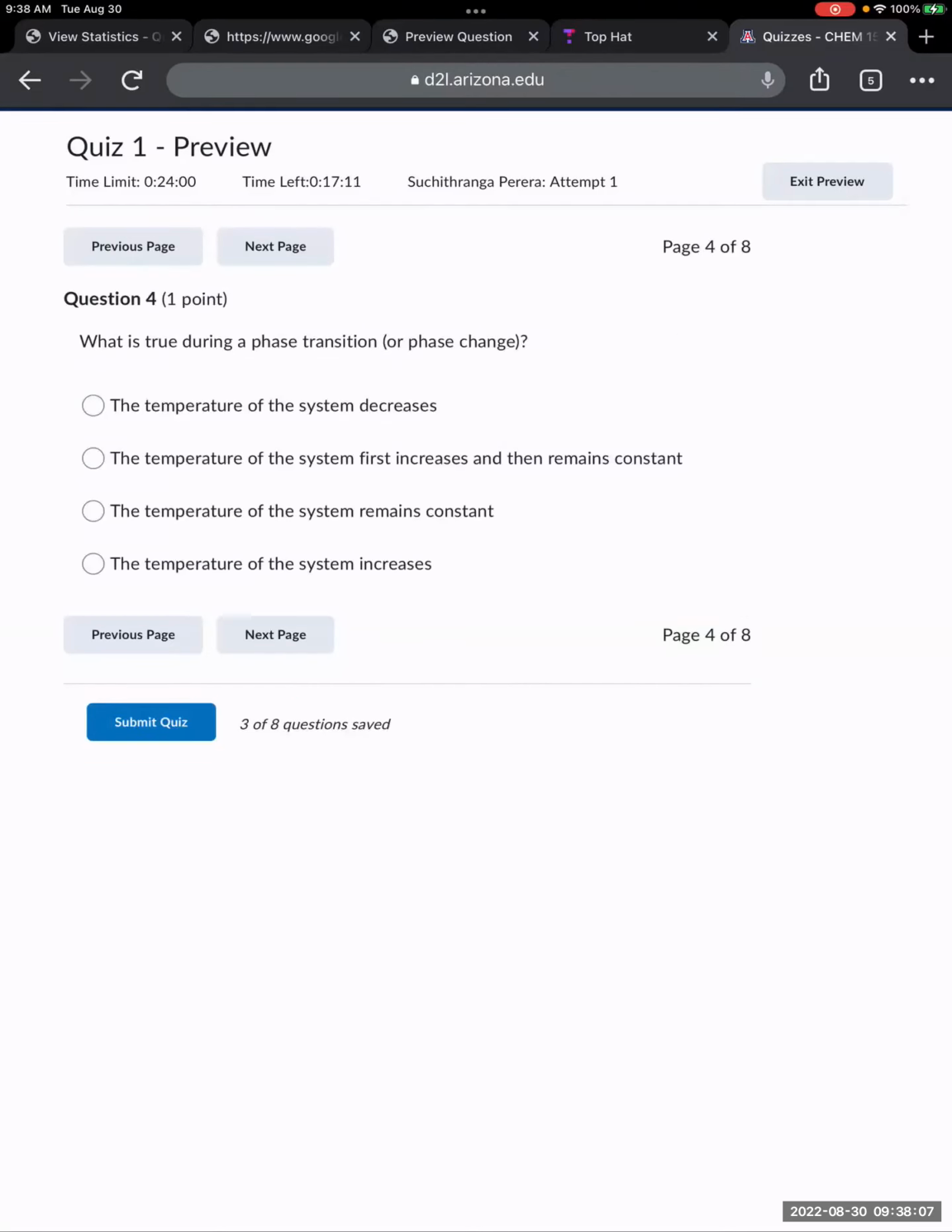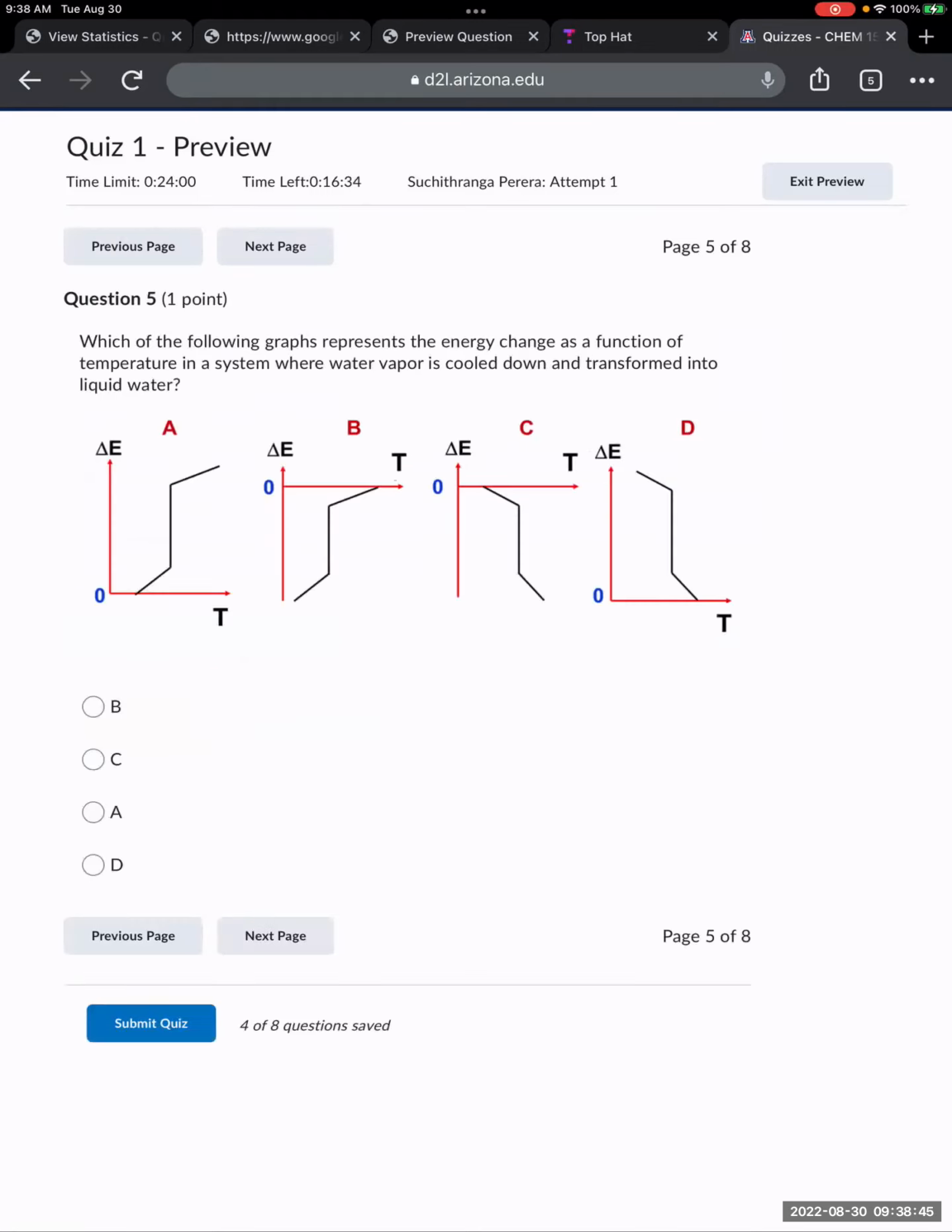Okay, moving on. What is true during a phase transition? During a phase transition, I think all of these answers are talking about temperature. What we have observed is that the temperature does not change during any phase transition. It could be solid to liquid, liquid to gas, gas to liquid, solid to gas, or gas to solid. Whatever the phase transition is, temperature does not change. So the correct answer is that the temperature of the system remains constant during a phase transition. So that's our answer for this.